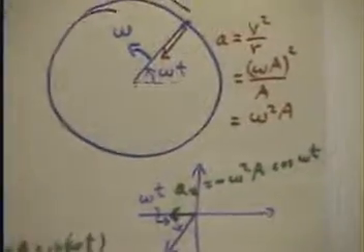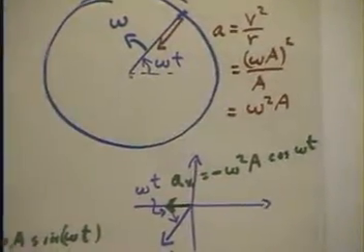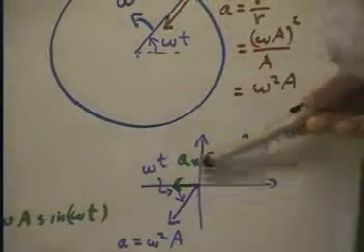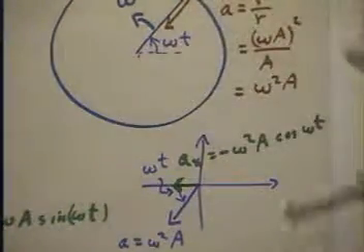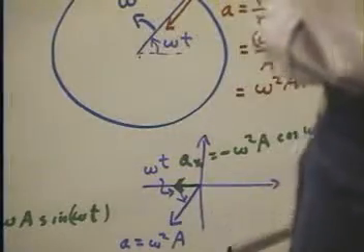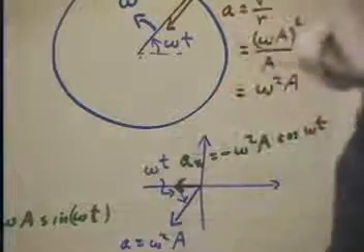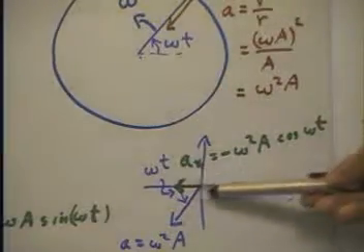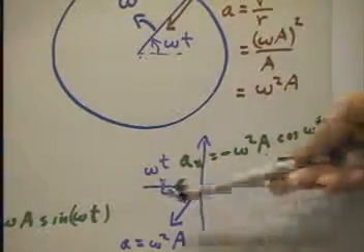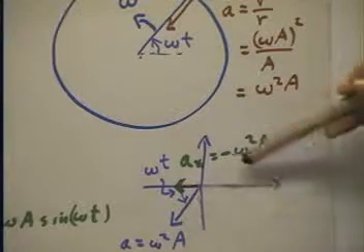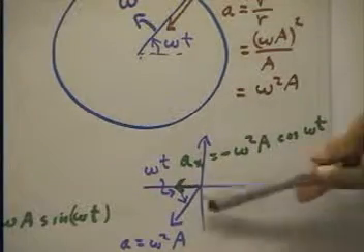Similarly, over here, our acceleration vector is back toward the center. So if our position here is omega t, then our angle here will be omega t, but that'll be with the negative x-axis. Our acceleration component in the x direction is then going to be negative omega squared a times the cosine of omega t.